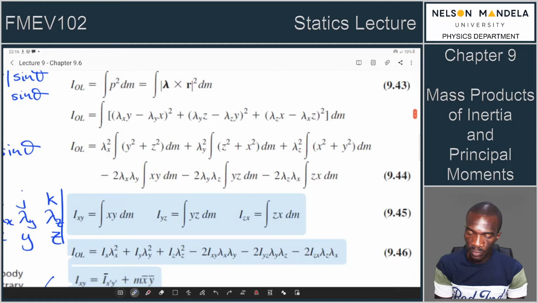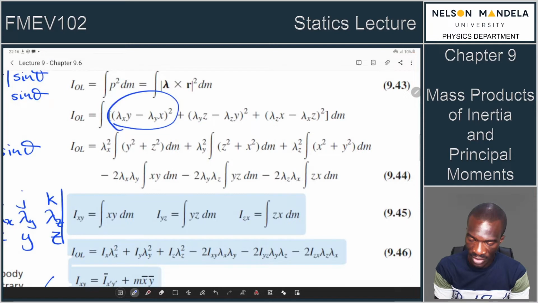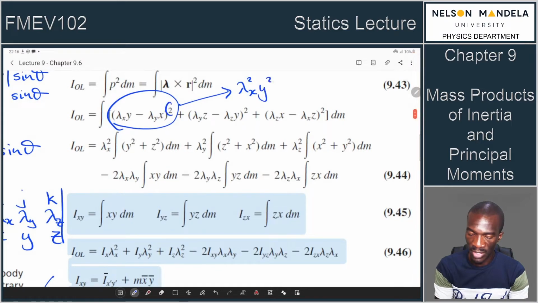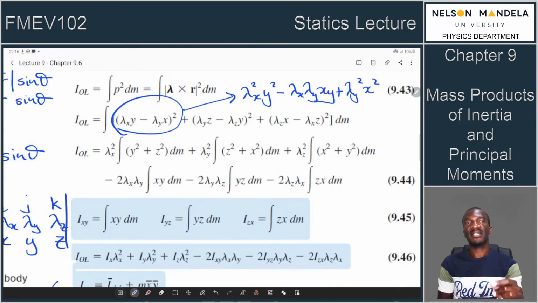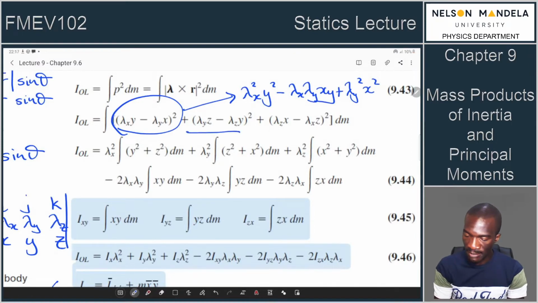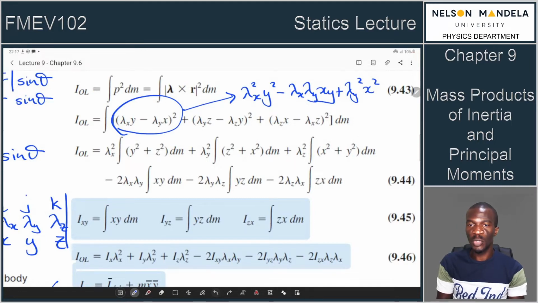Now, if we algebraically expand that bracket, obviously, for this first term, the first term will just become lambda x squared, y squared. Remember, we're squaring the whole bracket. So obviously, this will be minus 2 lambda x, lambda y, x, y, plus lambda y squared, x squared. That's just the expansion of the first bracket. If you do the same for the rest, you will come up with the solution that is shown in equation 9.44.